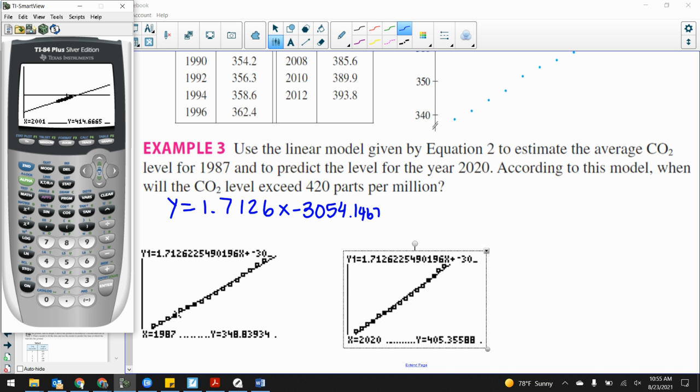Again, the goal here is to figure out where it crosses, figure out the x value, 2nd Calculate, intersection, to figure out when it's actually going to happen. The y value is 420, the x value is 2028. So by the year 2029, it will exceed 420 parts per million. Okay.